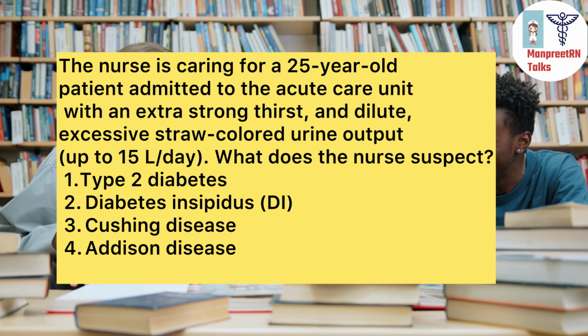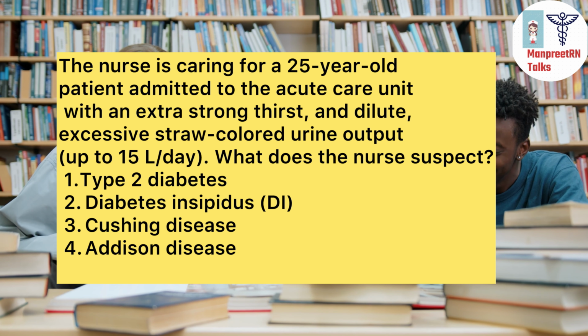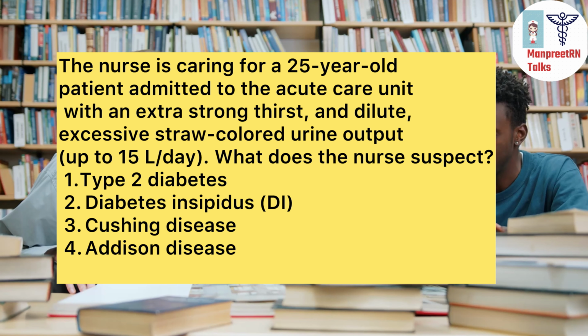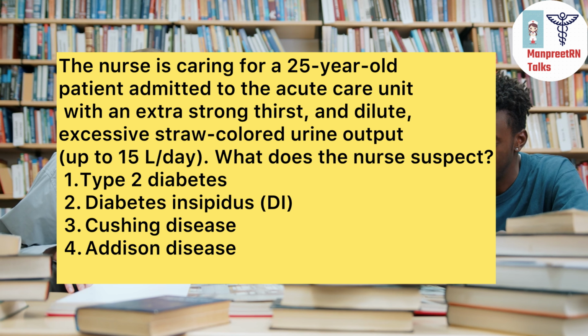Question number one: the nurse is caring for a 25-year-old patient admitted to the acute care unit with an extra strong thirst and dilute, excessive, straw-colored urine output up to 15 liters per day. So what does the nurse suspect? Type 2 diabetes, diabetes insipidus, Cushing disease, or Addison disease? What do you think the correct answer will be?